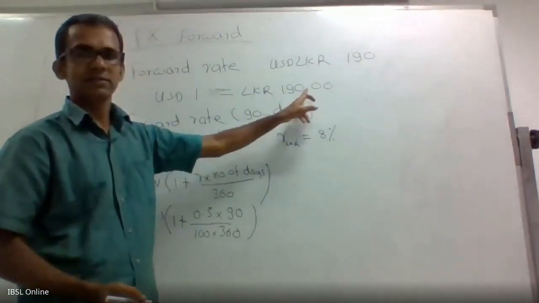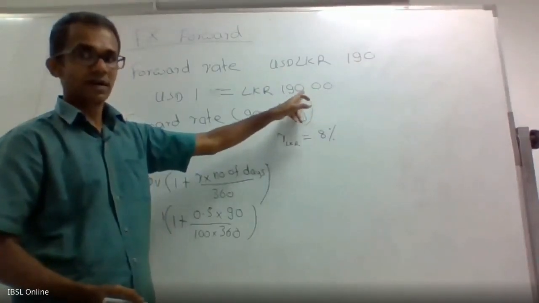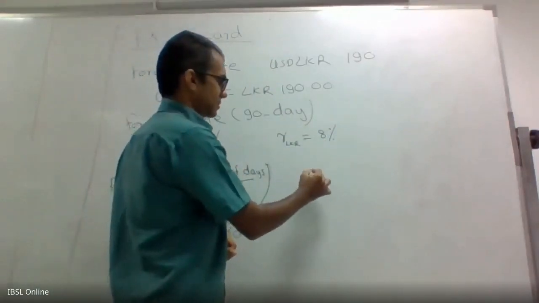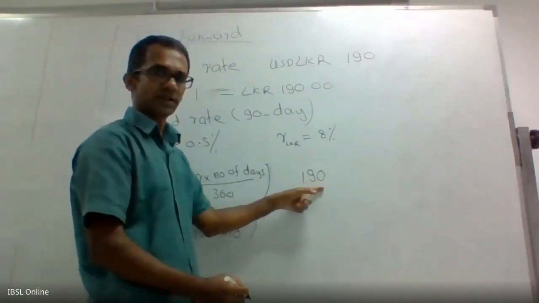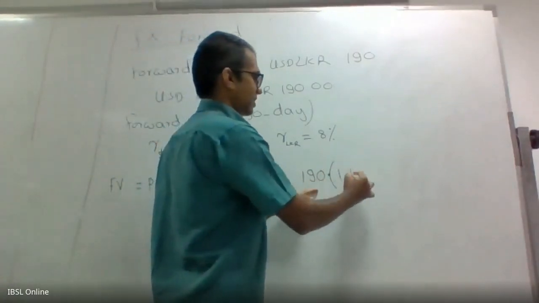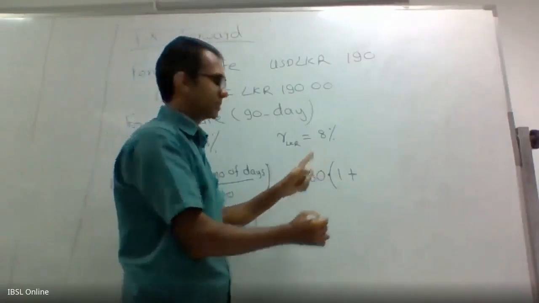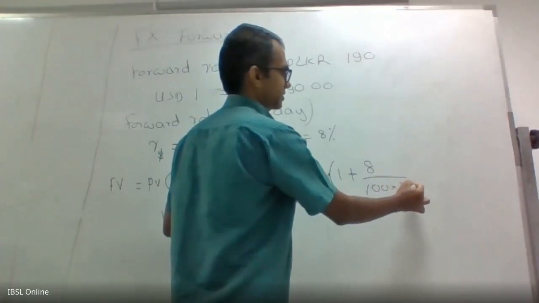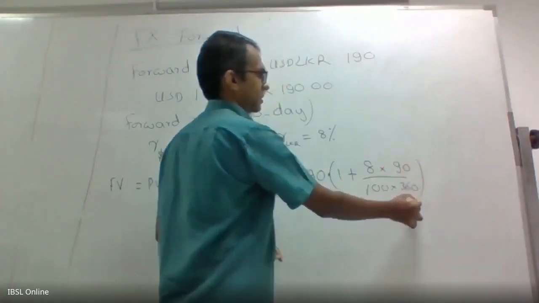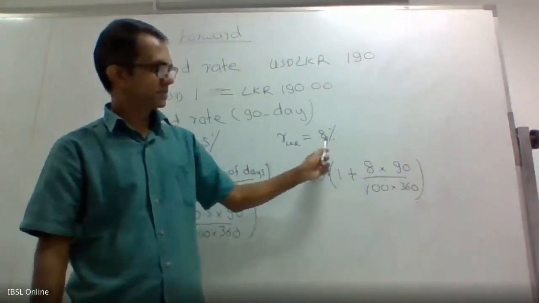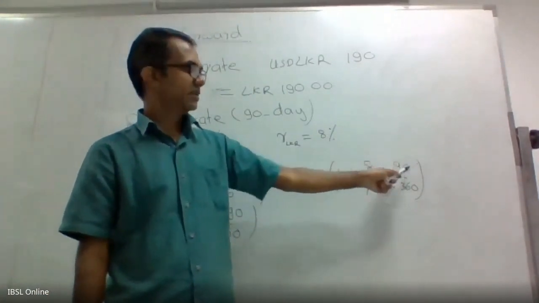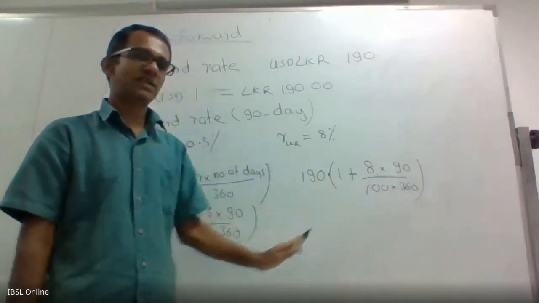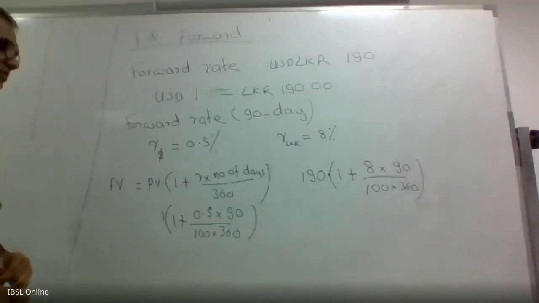Similarly, we can calculate the future value of 190 rupees at 8%. Present value is 190. 1 plus interest rate 8% divided by 100, multiplied by 90 days, divided by 360. 8 is the interest rate, 90 is the number of days, divided by 360. We assume a 360 day count convention.